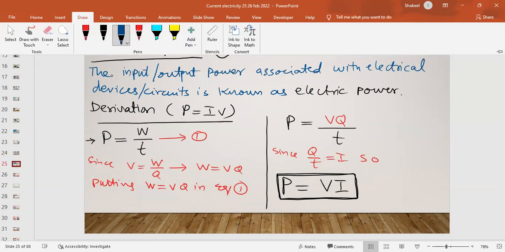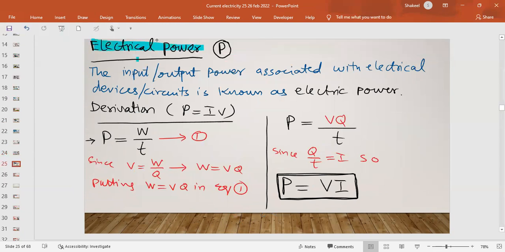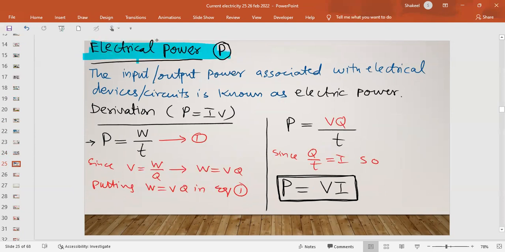Okay, the last thing is electrical power.